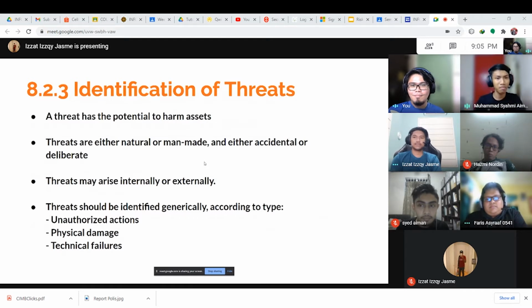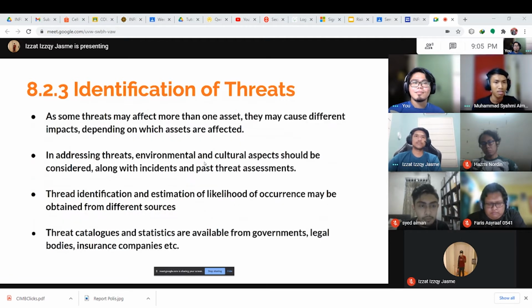So for identification of threats, a threat has the potential to harm assets, as mentioned earlier, and can be either natural or man-made, and either accidental or deliberate. Threats may arise internally or externally within an organization, and they should be identified generically according to type, such as unauthorized actions, physical damage, and technical failures. As some threats may affect more than one asset, they may cause different impacts depending on which assets are affected. So in addressing threats, we should consider environmental and cultural aspects along with past threat assessments.